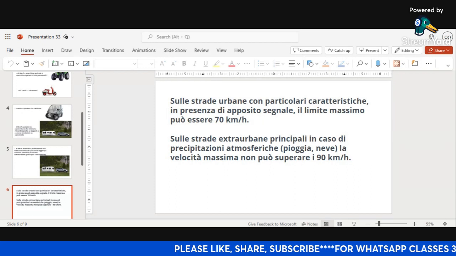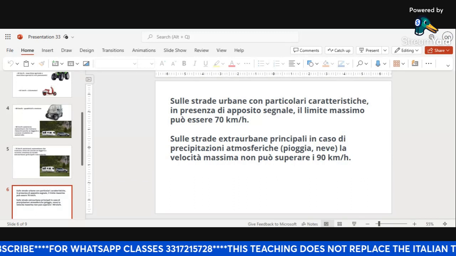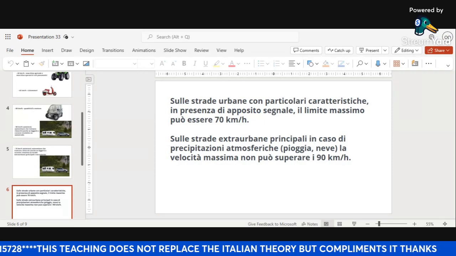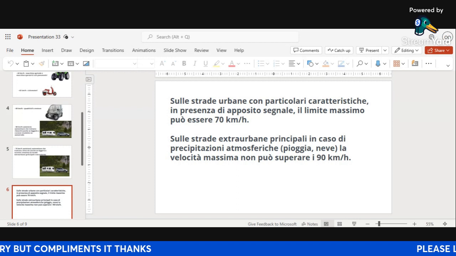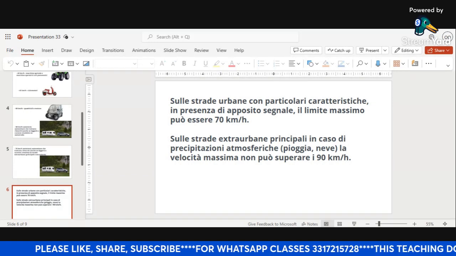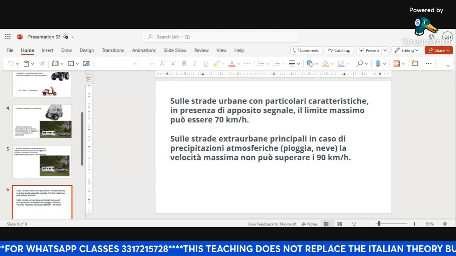But because there is a weather condition, because it is raining, because it is snowing, I'm supposed to do what? Moderare la velocità. I'm supposed to reduce my speed, even with good sensors. In this case, they're telling us we ought to go 90 kilometers per hour. I'm taking 20 off the general speed limit that applies to a urbana principale. So it is 110 initially, and then it is raining, it is snowing. I'm going to take 20 off the speed limit and I'm left with 90. So I'm respecting 90 kilometers per hour because of the weather condition.